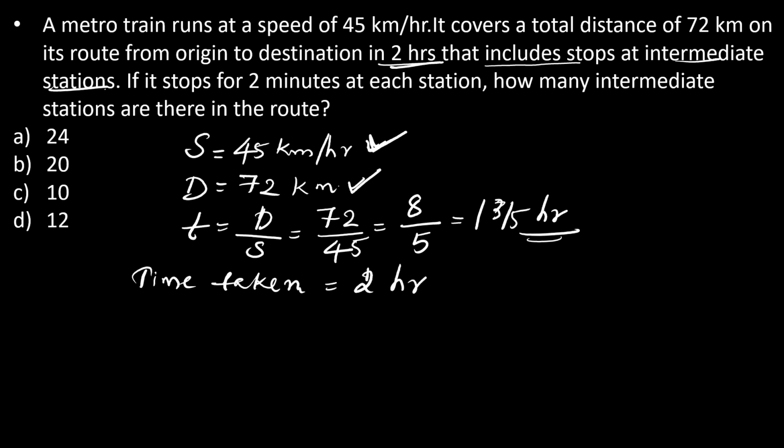2 hours. Actually the train has to take 3 by 5 hours or 8 by 5 hours. Okay, 1 hour and 3 by 5 minutes, but it takes 2 hours because it is stopping at intermediate stations. There are many intermediate stations in between, so it stops at these stations. So it takes extra time.